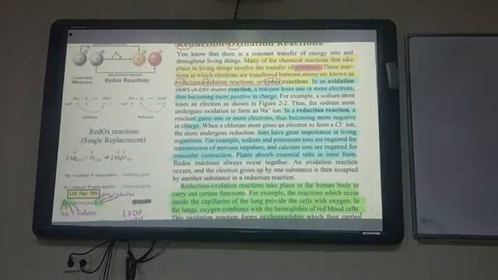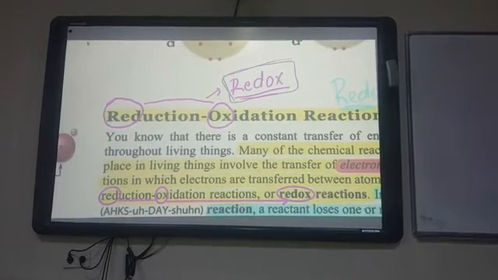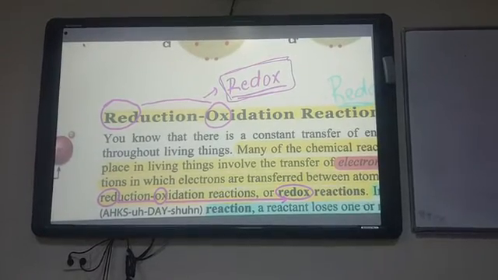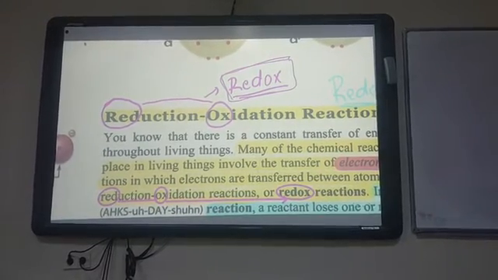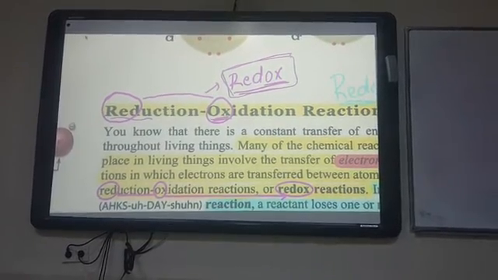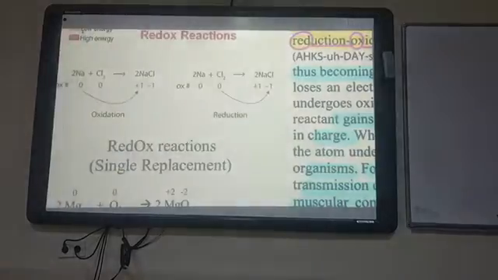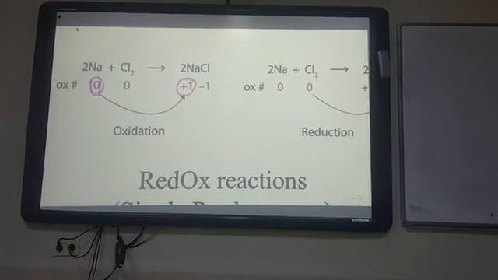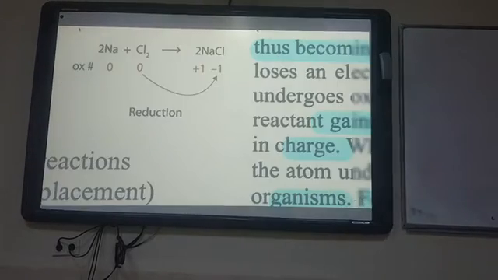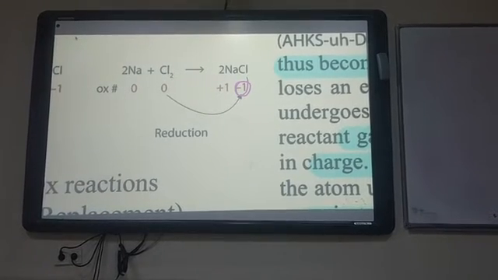Redox reaction, and also, by the way, the abbreviation of reduction oxidation reaction is redox, like Red Bull. Red comes from reduction, ox comes from oxidation, redox reaction. Again here, from 0, it became positive because of oxidation, and also it became negative because of reduction.